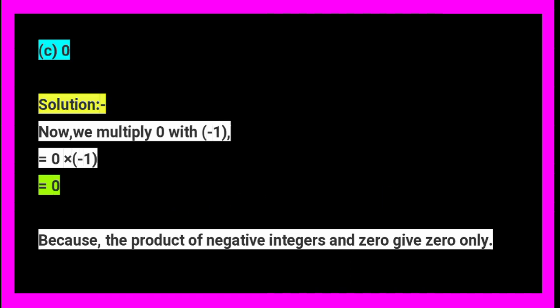C is 0. So here we multiply 0 with minus 1, and we know that whenever we multiply any integer with 0, we always get 0 as the answer, right? So here our answer is 0.